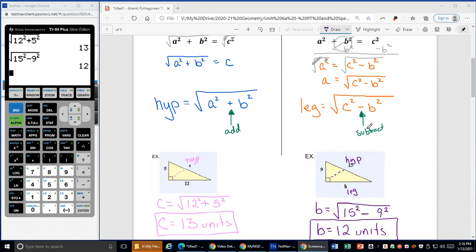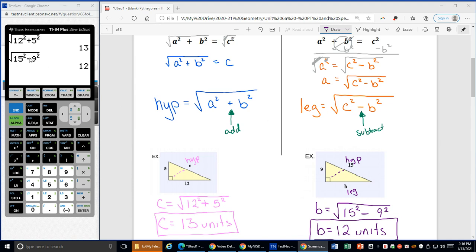And when we're looking for a leg, we subtract. Remember, when we subtract, we have to put the hypotenuse in first, which is the longest side. As a standard, so we don't accidentally get it backwards, I will always put the biggest number in first, so it doesn't matter if I'm adding or subtracting, I won't get an error.